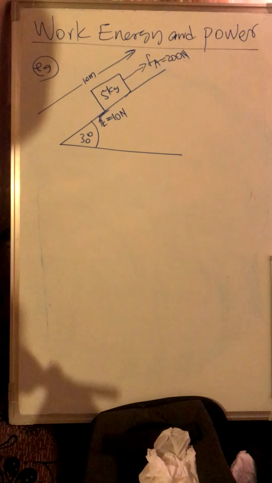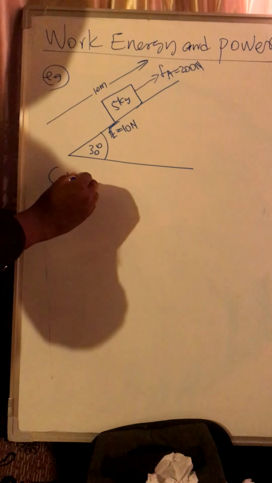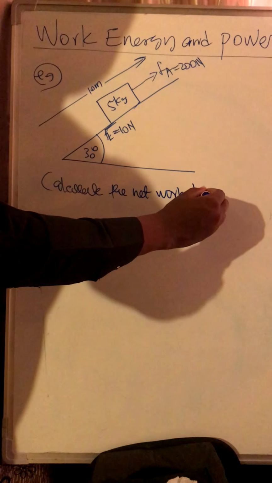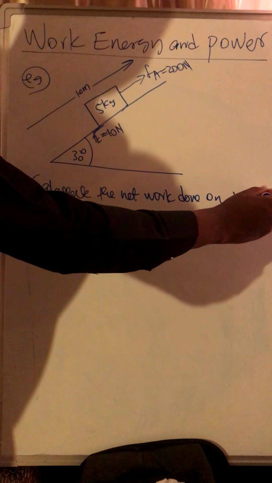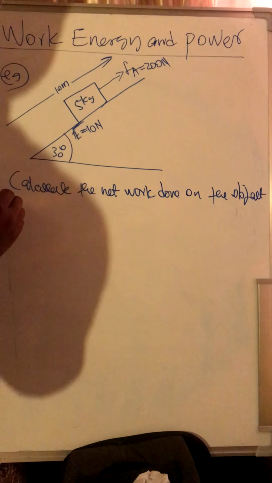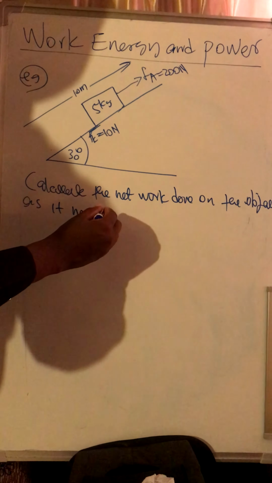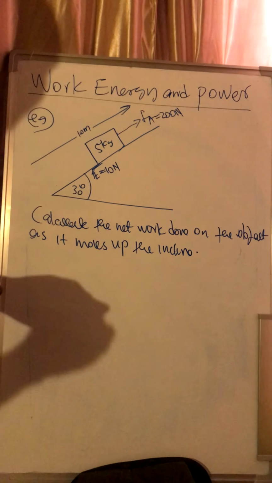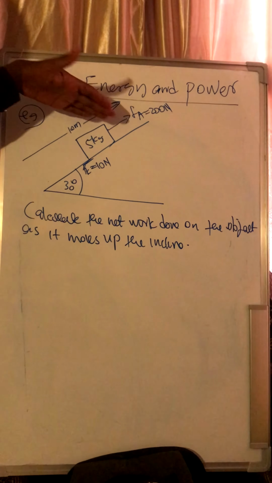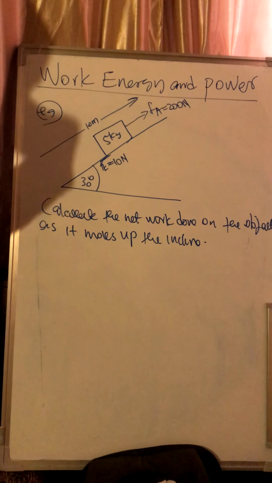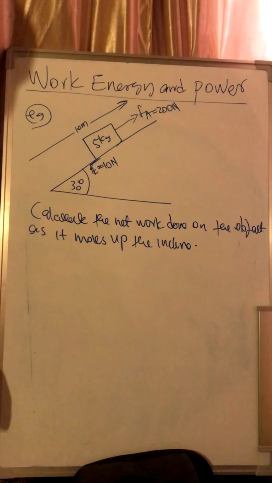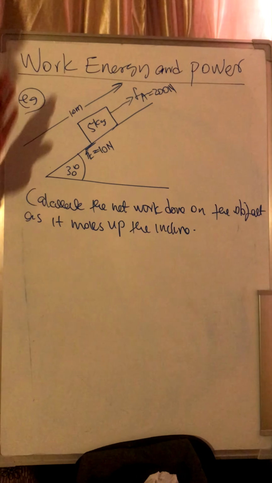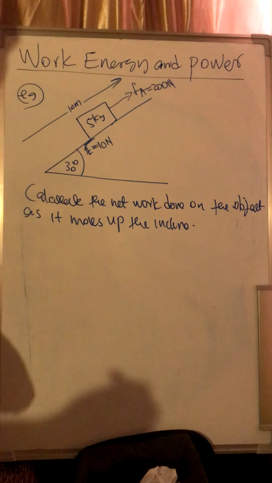Now, as you can see, I want to calculate the net work done on the object as it moves up the incline. Remember, learners, this is just an example. That's why we don't have any information about the type of the block or what is happening. You can see we have an angle there. So this is just an example. Calculate the net work done on the object as it moves up the incline. How do you find the net work done there?